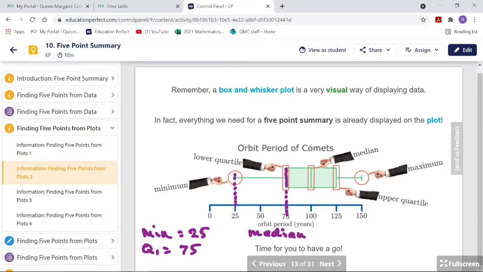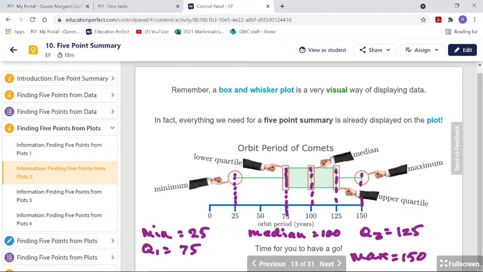Then we have a median. Median is the next thing. And what's the median of this set of data? 100. Then we have Q3, which is right here. So what's that? 105. And finally, we have the end number, which is the maximum, which is 150 in this case. Could it be any easier?